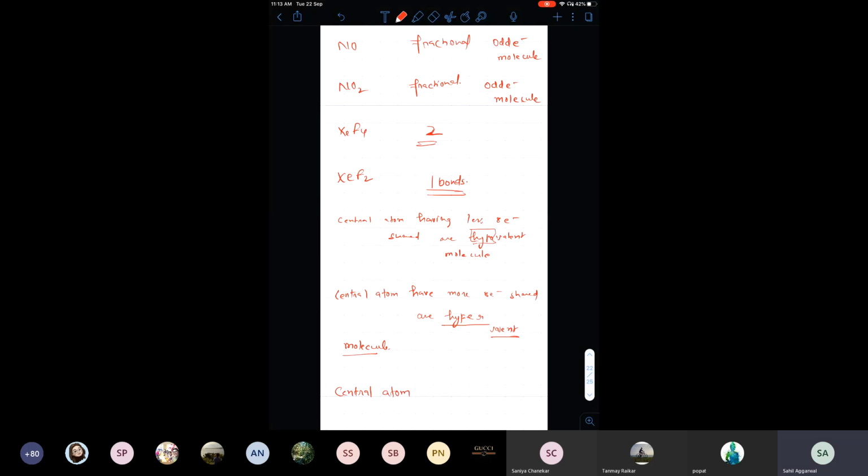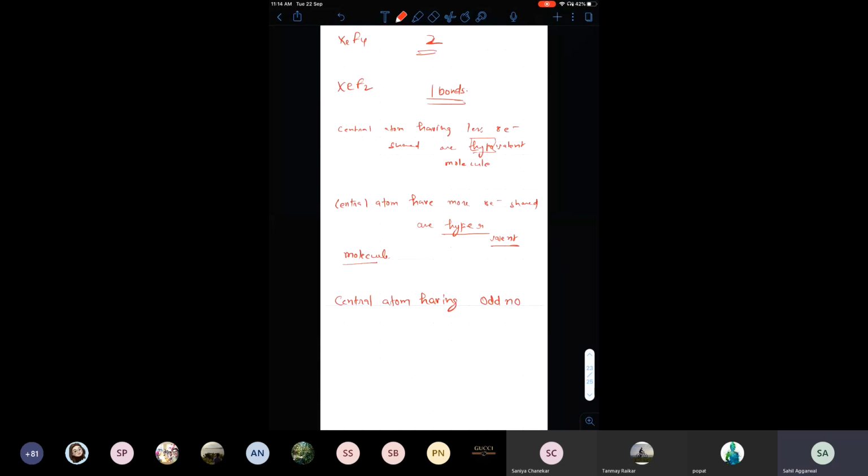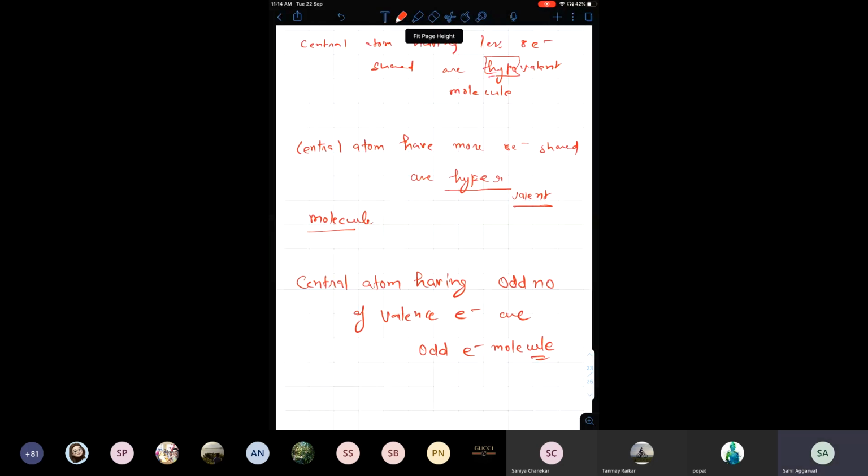Central atom having odd number of valence electron are odd electron molecule. Understood? Understood.